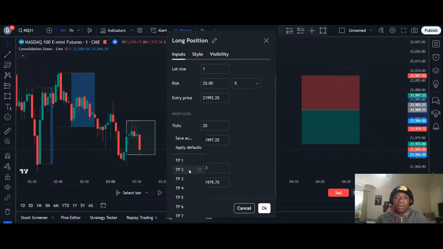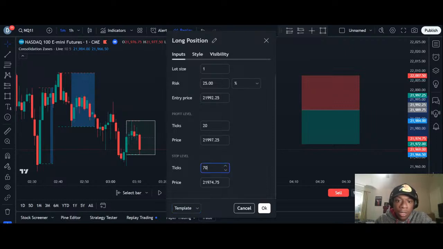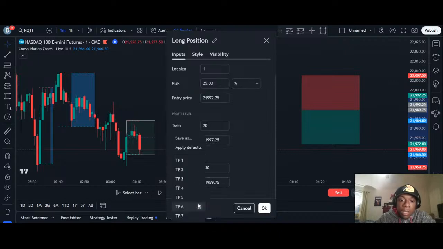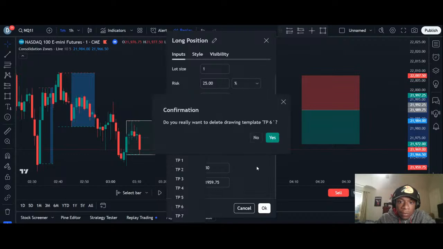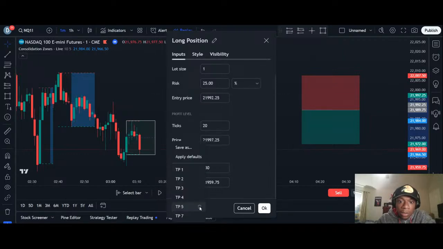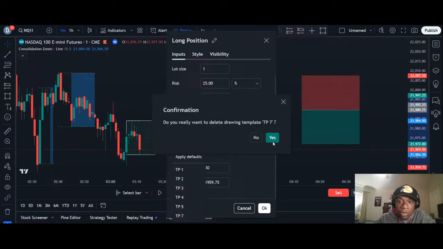For TP2, all you do is you just add 20 ticks to your SL. That's how you do it. So if your goal is to win 5 in a row, TP2 would be 70, TP3 would be 90, TP4 would be 110, and TP5 would be 130. I used to do 7 in a row. I don't even do 7 in a row, so I'm going to actually go ahead and delete these because I'm just doing 5 in a row now.